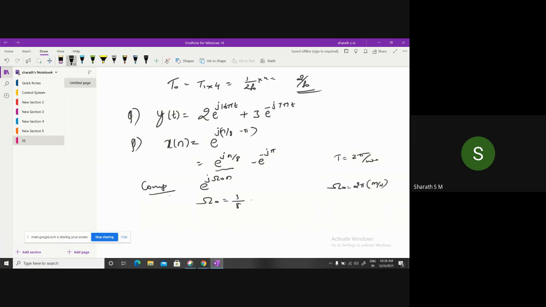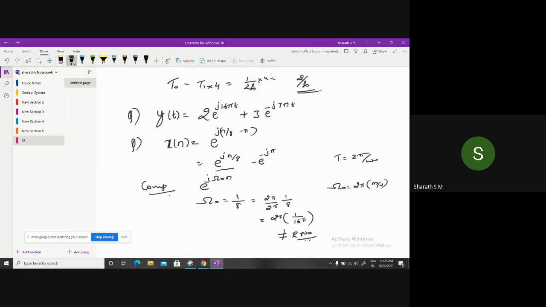So 1 by 8 can be written as 2 pi into m by n, that is 2 pi into 1 over 16 pi. So the value of m by n is 1 over 16 pi. Because of pi, it is not a rational number. So it is a non-periodic signal. Conclude that.